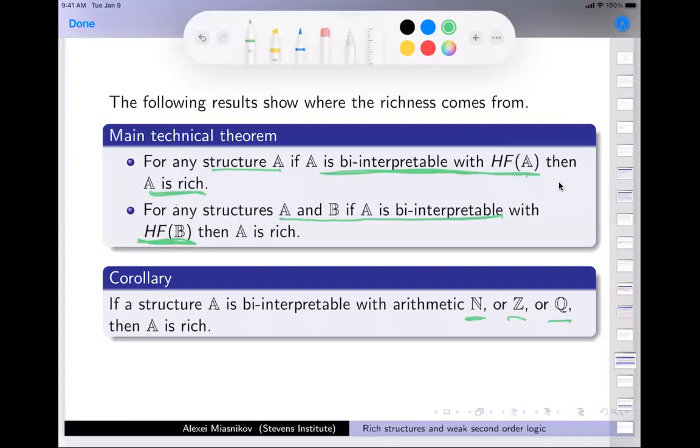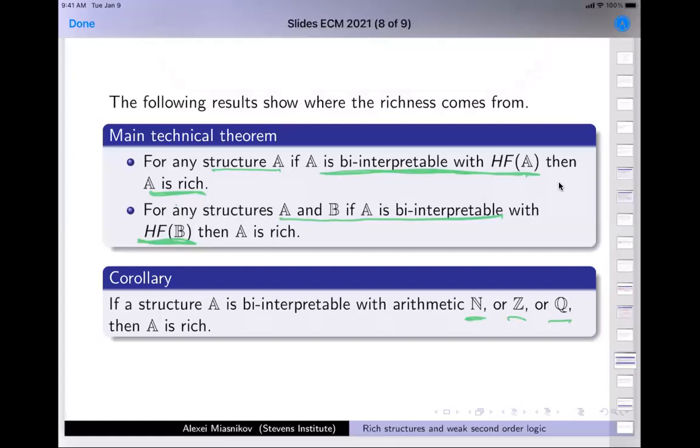Kharlampovich and us and some other people, and also about rings, people proved that a particular group or ring is bi-interpretable with Z. And that's good enough to be rich, or Q. I'm not touching here whether we're using constants or not. That's a little bit more complicated.